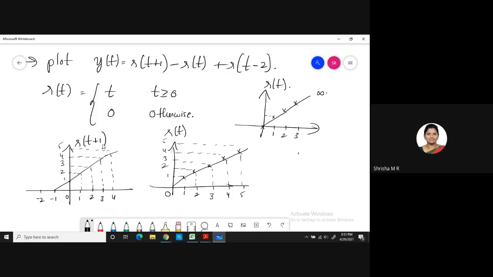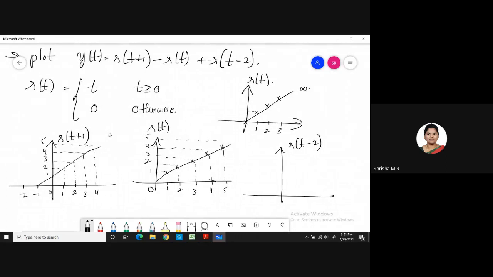Next we plot R of t minus 2. So what type of signal is that? R of t minus 2? You have shifting. So t minus 2. From where will the signal start? It will start at +2, correct? So my signal is starting from +2 because you have k negative. So it is occurring 2 seconds late. It's starting at 2, which was about to start from 0.